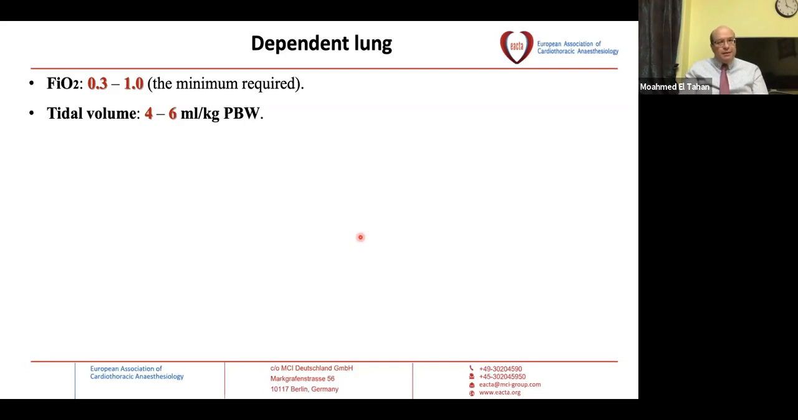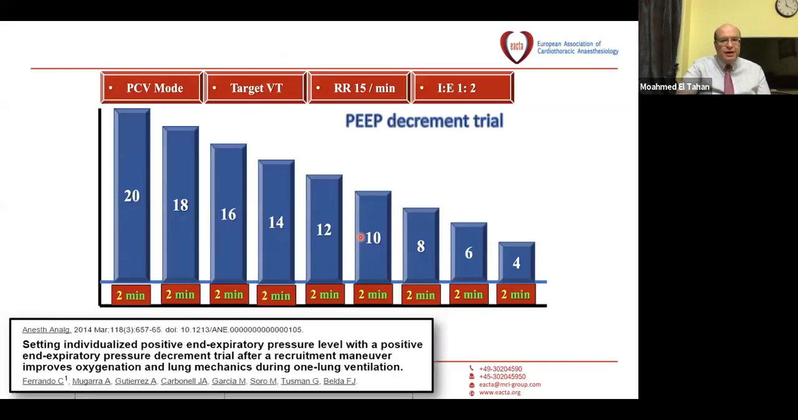You can download them from the ARDS network, and usually we are titrating tidal volume for the dependent ventilated non-surgical lung to 4 to 6 milliliter per kilogram of predicted body weight. PEEP could be used in all patients except patients with COPD or hyperinflation. For the best PEEP, you can use just 5 PEEP or 7 PEEP or 10 PEEP. However, it is best to individualize PEEP using a PEEP decrement trial.